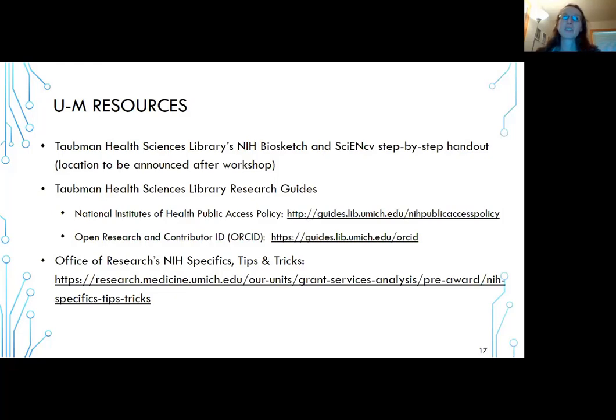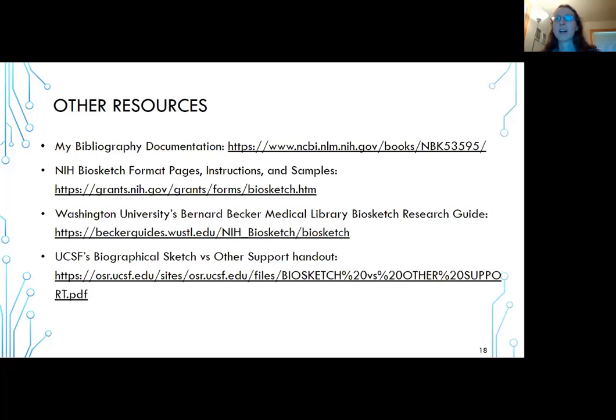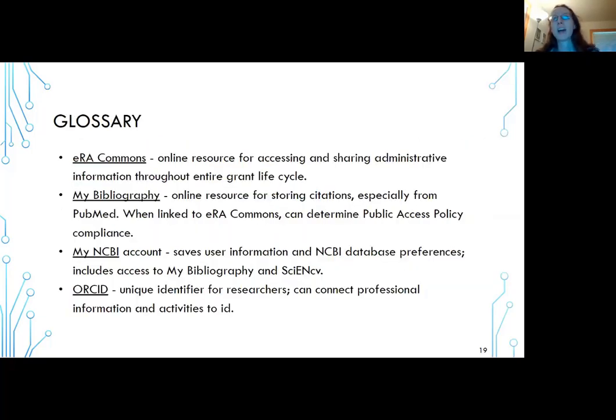In addition, the Tobin Health Sciences Library has some very useful research guides. I just put a couple on this slide. One is the NIH Public Access Policy, another is on ORCID. In addition, the Office of Research has some very useful resources. I also include a slide with resources outside the University of Michigan. Some of these are by the NIH, others are from other institutions. And then I also have a glossary slide.